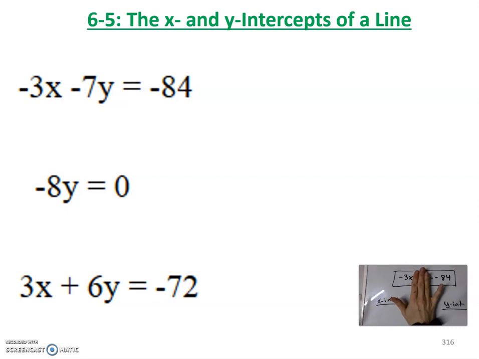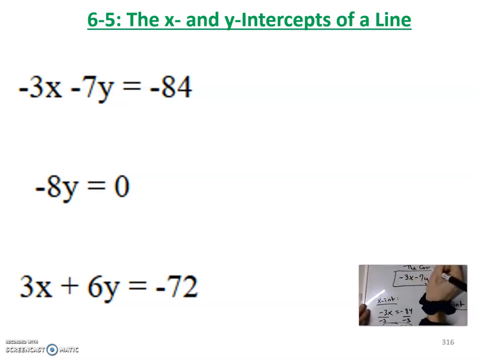Again, if I'm looking for the x-intercept, I cover the term with y, and then what I see is what I solve for. Negative 3x equals negative 84. That's the cover method. Then I divide by negative 3, so x equals 28. This is called the cover method.